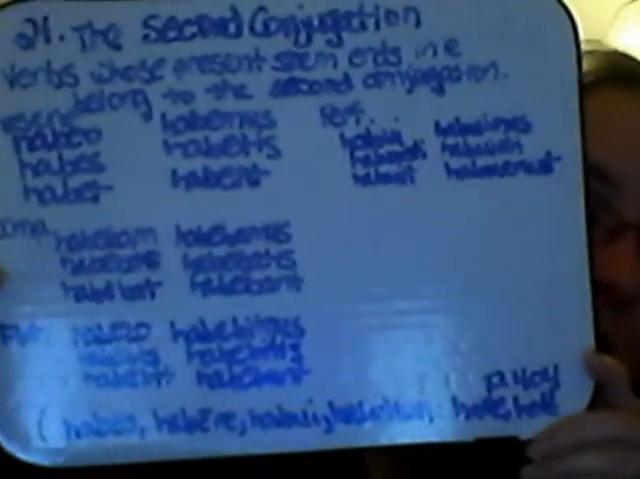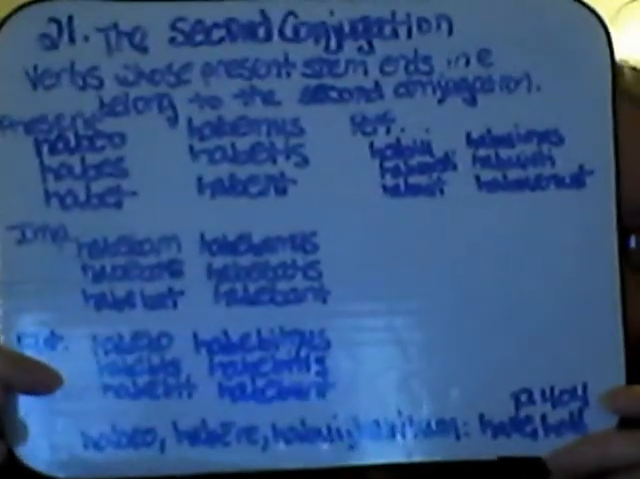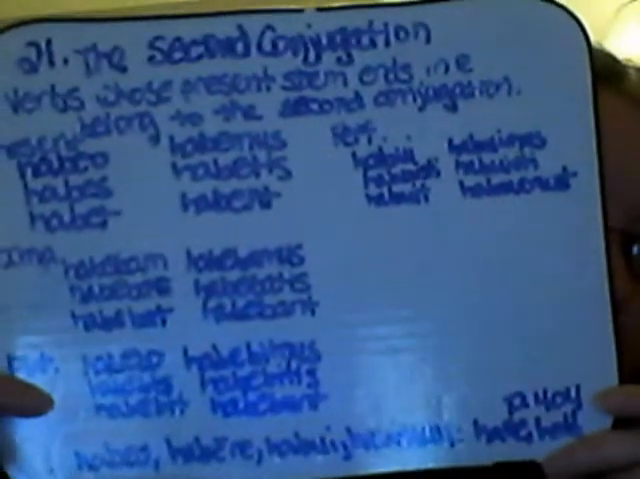Then you have the ba for the imperfect: habebam, habebas, habebat, habebamus, habebatis, habebant. And then your future: habebo, habebis, habebit, habebimus, habebitis, habebunt.